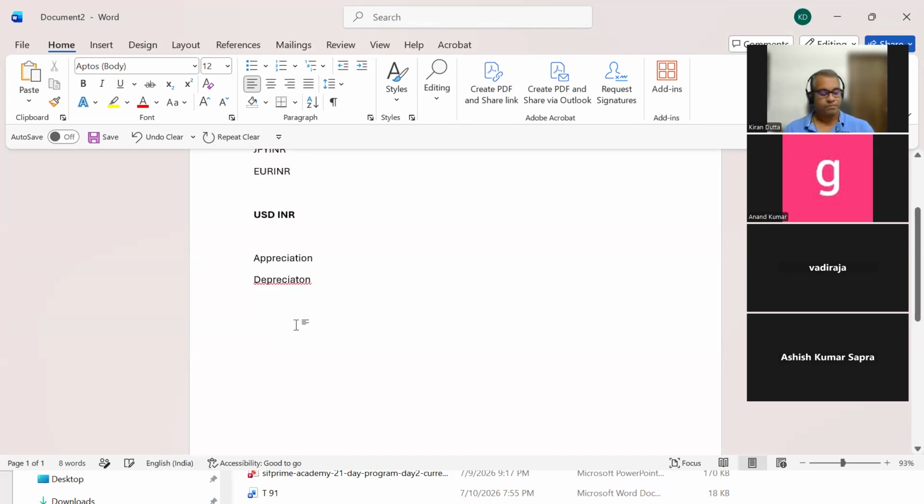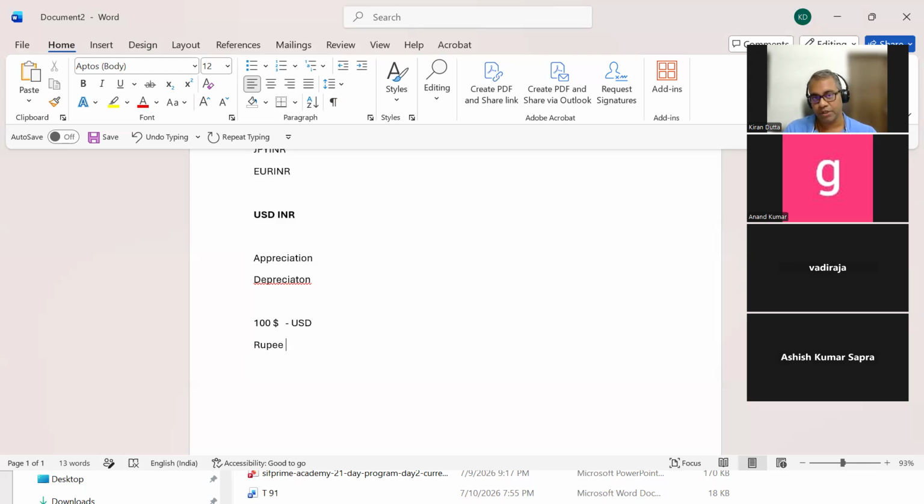Very good, nice, perfect. Let me take one quick example here. In the last couple of days we learned through a couple of examples. So I'll pick up one example: I wanted to buy $100. What is this currency? This currency is my USD, the US dollar currency. Now, today, what is my rupee value?